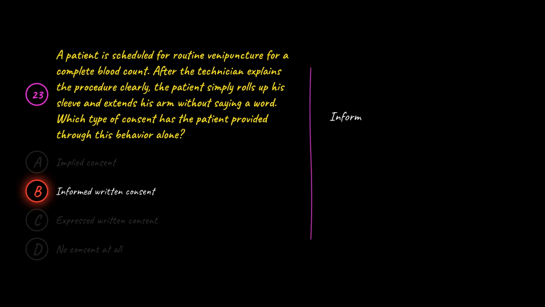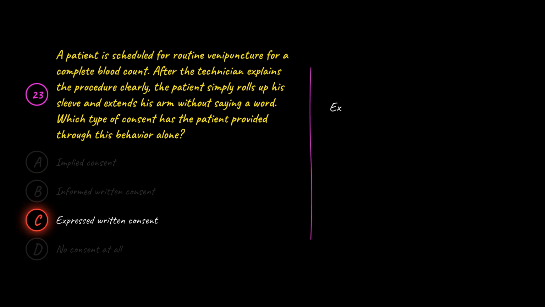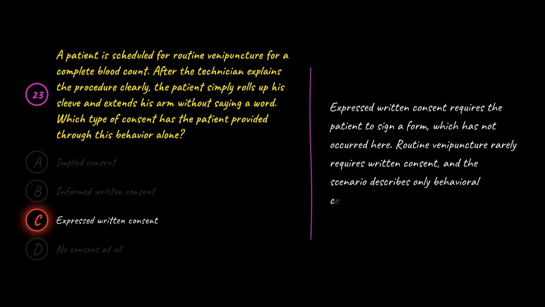B is wrong because informed written consent requires documented disclosure of risks, benefits, and alternatives, plus a patient's signature. Routine venipuncture in this scenario uses behavioral implied consent rather than the elaborate documentation reserved for higher risk procedures. C is wrong because express written consent requires the patient to sign a form, which has not occurred here. Routine venipuncture rarely requires written consent, and the scenario describes only behavioral communication without any pen and paper documentation step.